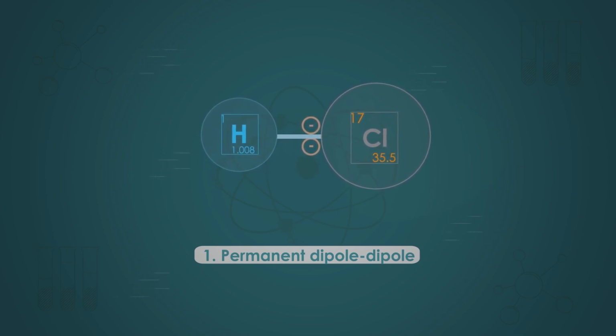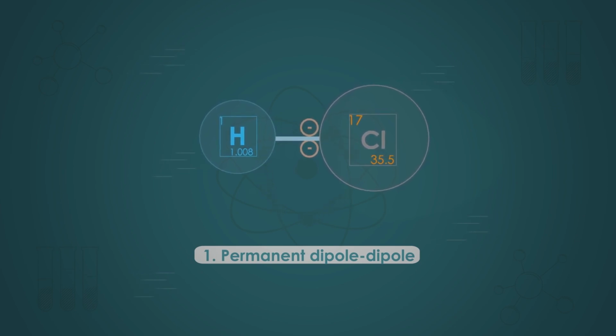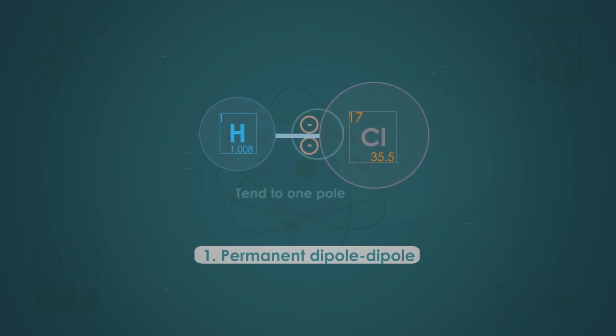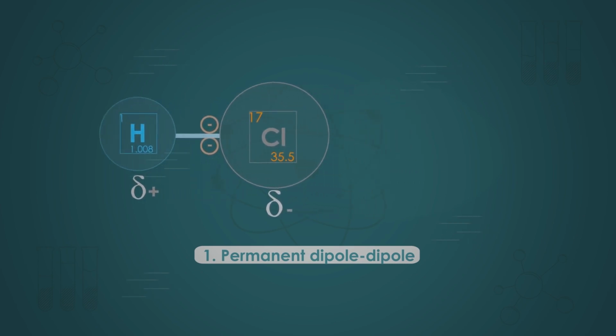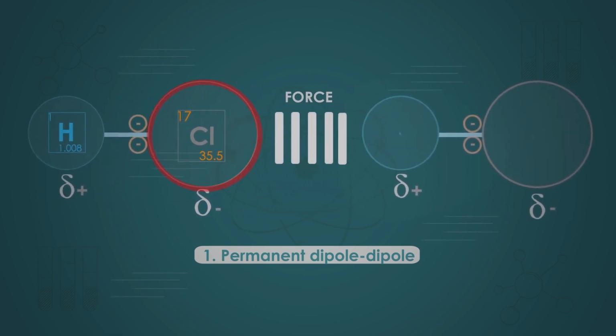Let us take hydrogen chloride as an example. Hydrogen chloride is a polar molecule since the pair of electrons in the hydrogen-chlorine bond are nearer to the chlorine atom. In other words, they lean to one pole. The chlorine atom has a stronger attraction to the electrons because it has a greater electronegativity than the hydrogen atom. We can represent the hydrogen chloride molecule as H delta positive and Cl delta negative.